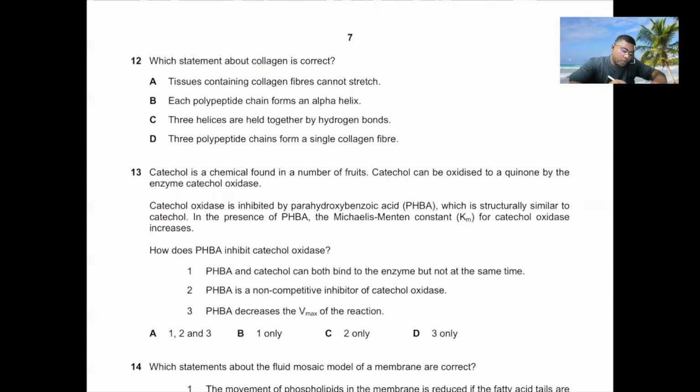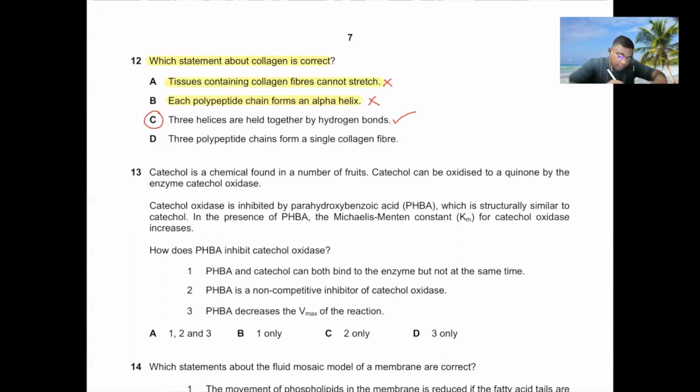Question number 12. Which statement about collagen is correct? Tissues containing collagen fibers cannot stretch. Well, that is not true. Collagen is flexible. Each polypeptide chain forms an alpha helix. Collagen forms helices, but it is not an alpha helix. Three helices are held together by hydrogen bonds. Yes, three helices are held together by hydrogen bonds in collagen. So option C is the correct answer.